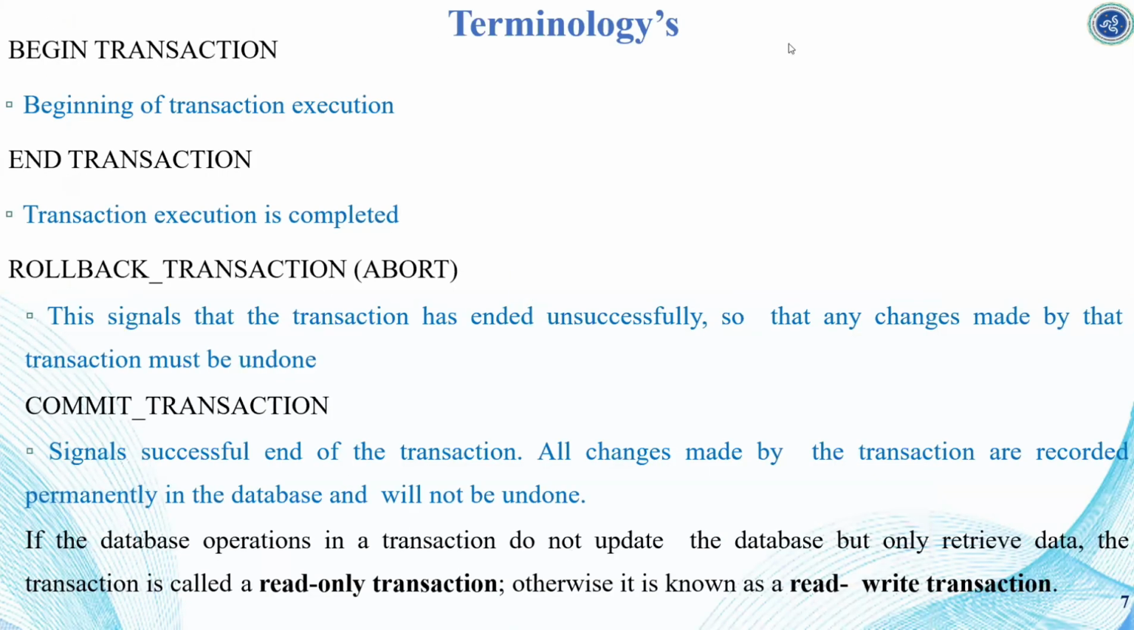So what are the different terminologies used in a transaction? First one is begin transaction. That is, it states that the transaction begins, and end means after all the processes in a transaction are completed, we will end the transaction. Next one is abort or rollback transaction. If a transaction ends unsuccessfully, then we need to abort, or we need to undo some of the changes.